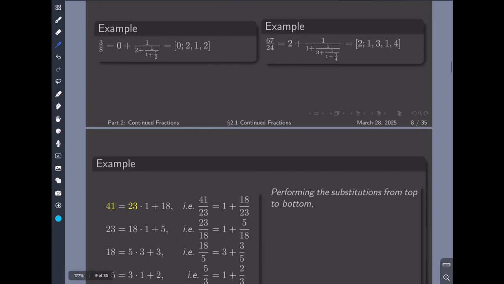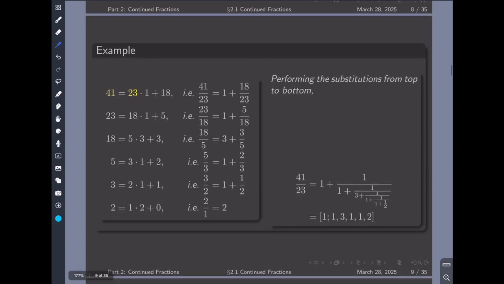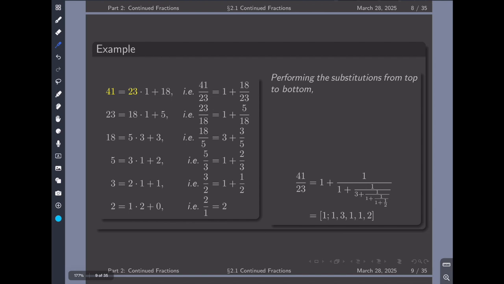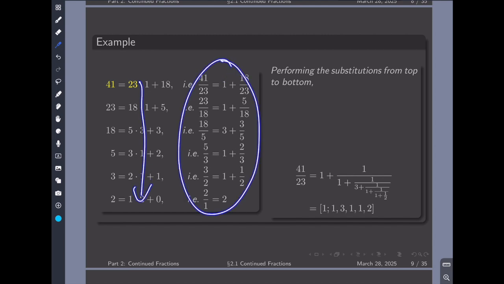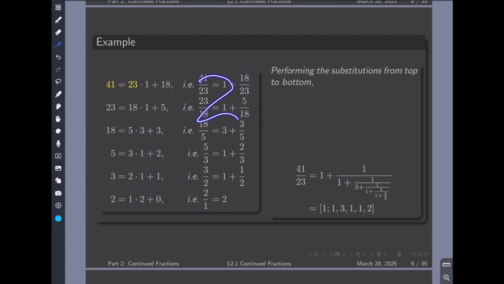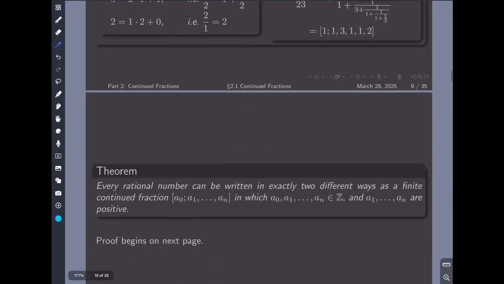Here is another example. Maybe I'm not going to repeat it again, but it's the same. I start with the rational number 41 divided by 23, and I'm interested in expressing it. I apply Euclid's algorithm, reinterpret it, and perform the substitutions this way. And here it is.